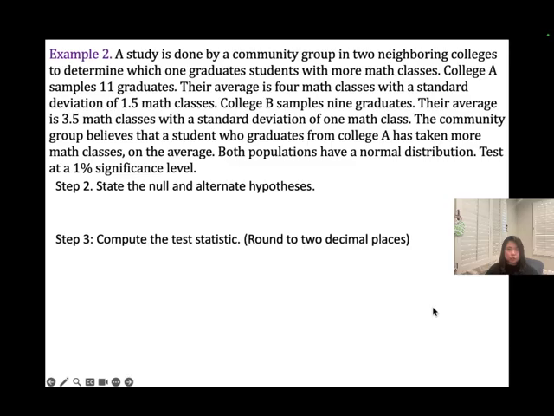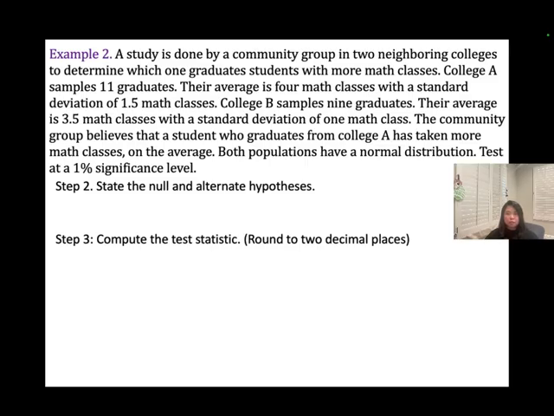Now, we're gonna state the null and alternate hypotheses. So look at the claim statement. The community group believes that a student who graduated from College A has taken more math classes on the average. So College A should be greater than College B. And strictly greater than, that will be the alternate hypothesis. Okay, and then the null hypothesis will be the opposite of this. That will be less than or equal to. And this is gonna be the right-tail test.